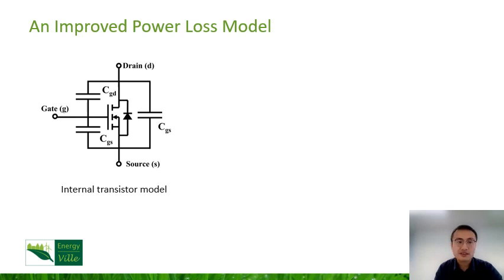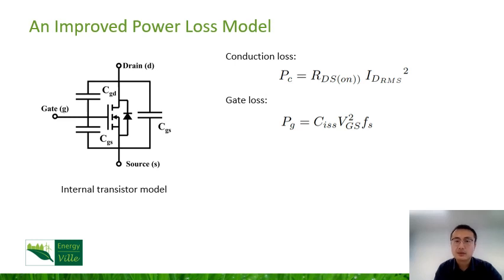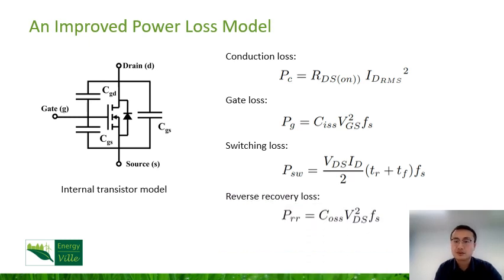The first part is conduction loss, which is caused mainly by the drain-to-source resistance when the transistor is on. The second part is the gate loss, which is mainly caused by the energy required for charging the input capacitance. The next part is switching loss, which is highly related to rising and falling time. And finally, the last part is reverse recovery loss, which is related to the output capacitance.